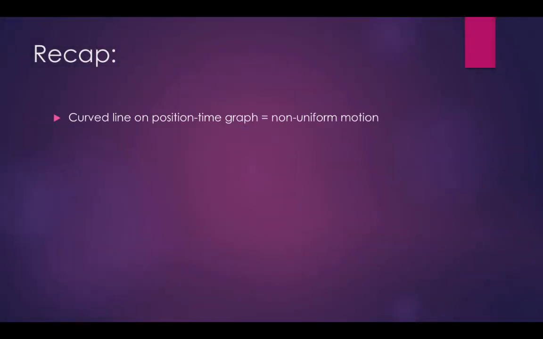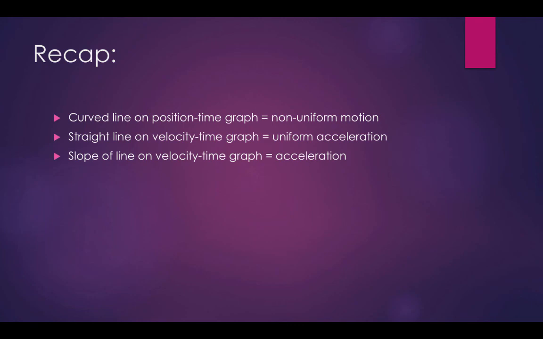Quickly to recap, a curved line on a position time graph represents non-uniform motion, acceleration. A straight line on a velocity time graph represents uniform acceleration. And if you calculate the slope of a line of a velocity time graph, you have acceleration.